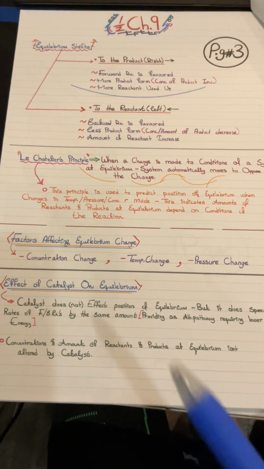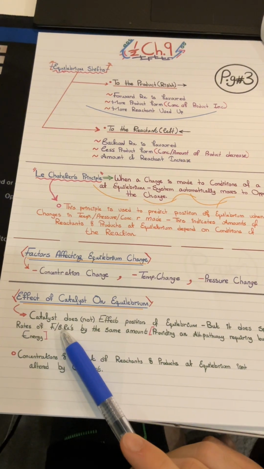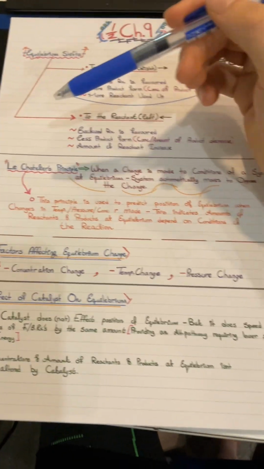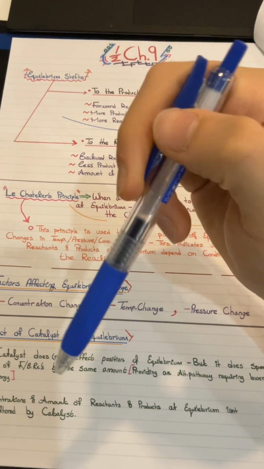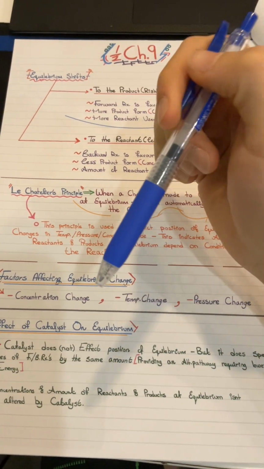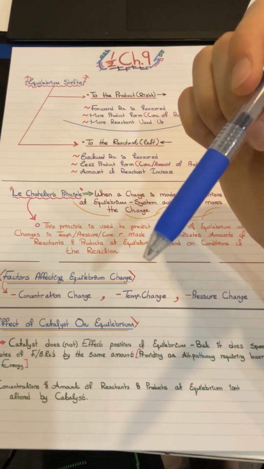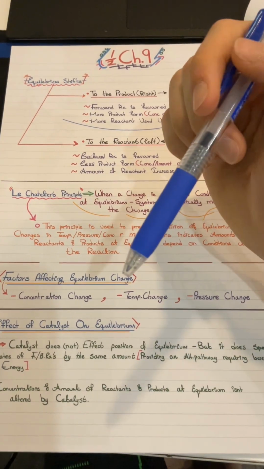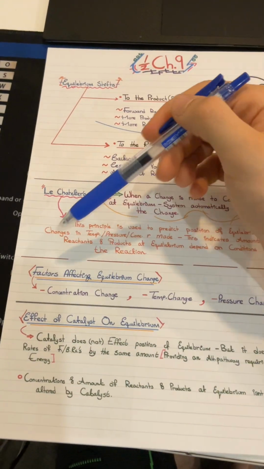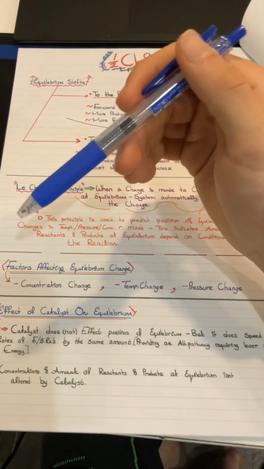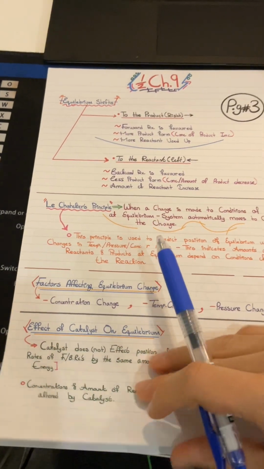A catalyst will not affect the position of equilibrium, but it will speed up the rate of the forward and backward reaction. Like we said, the concentration and amounts are constant, but the rates of forward and backward reactions are equal. So a catalyst will not affect the amount or concentration of the product or reactant, but it will increase the rate of forward and backward reactions by the same amount. This will provide an alternative pathway requiring lower activation energy to initiate the reaction. Again, concentrations and amounts of reactants and products at equilibrium are not affected by the catalyst.